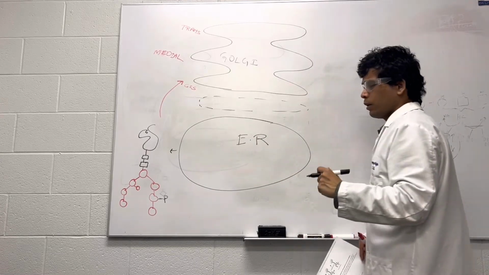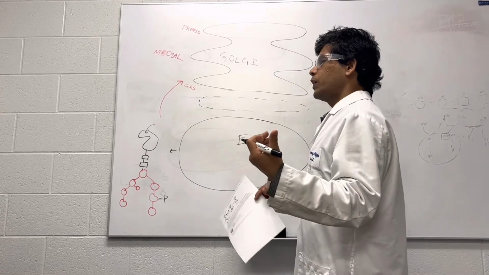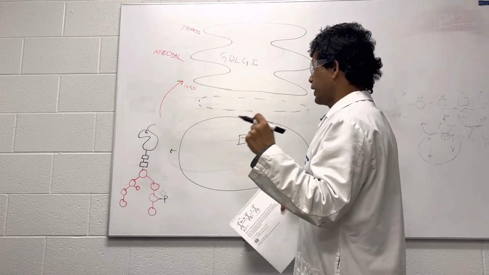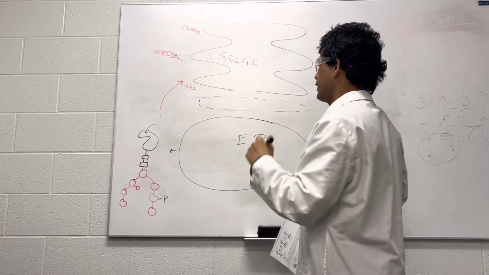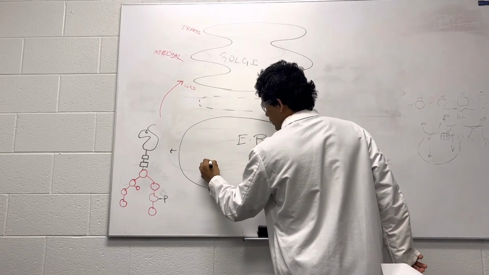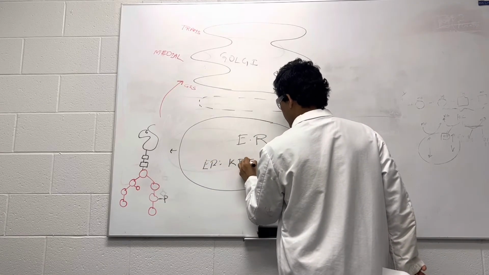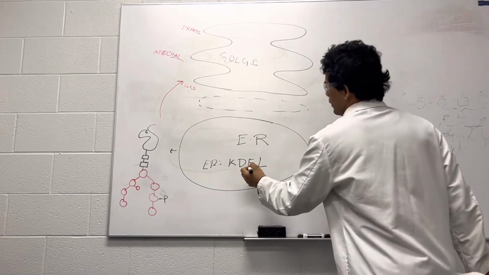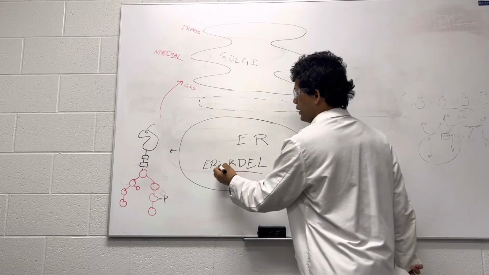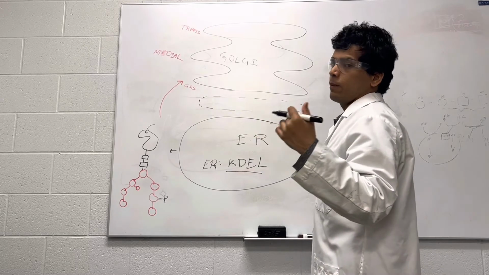And in general terms, if one needs to determine the signature for proteins that are destined to stay in the ER, that signature is called the KDEL sequence. So any protein that has this sequence is generally considered to reside in the endoplasmic reticulum.